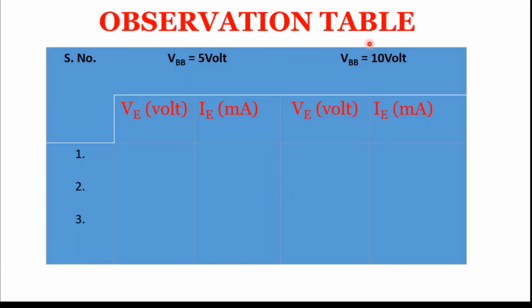Now observation table is made for UJT. First we set the value of VBB equal to 5 volt and from voltmeter and ammeter the value of voltage emitter and current emitter is noted down continuously. When this process is done, then increase the value of VBB from 5 volt to 10 volt and same process is repeated for noting down the emitter voltage and emitter current. In this way we get different values of VE and IE for different values of VBB.